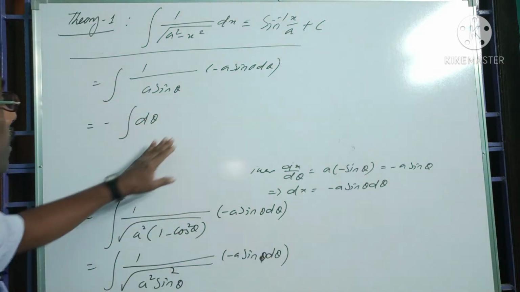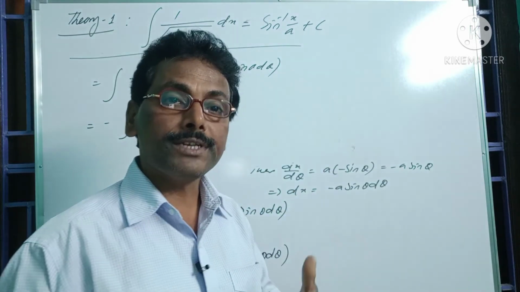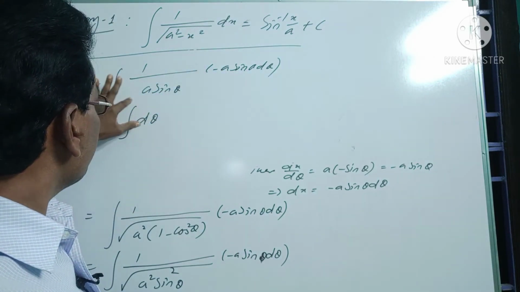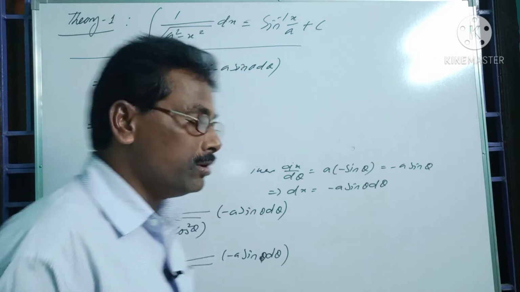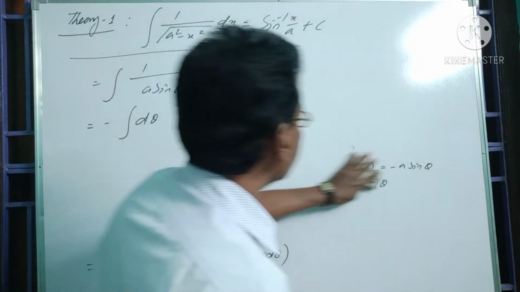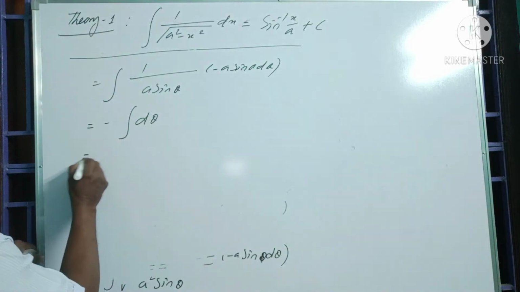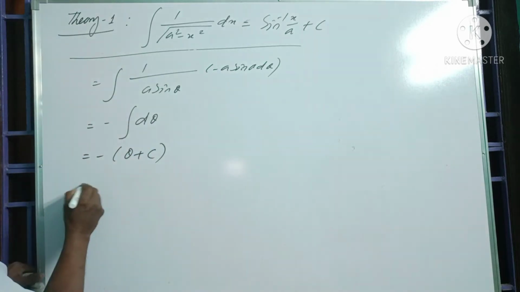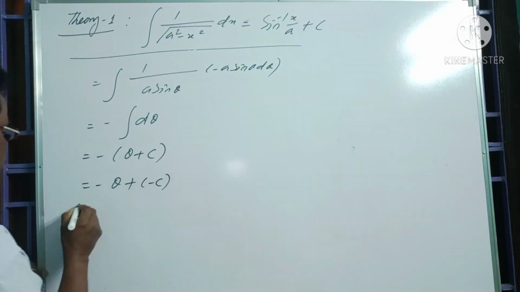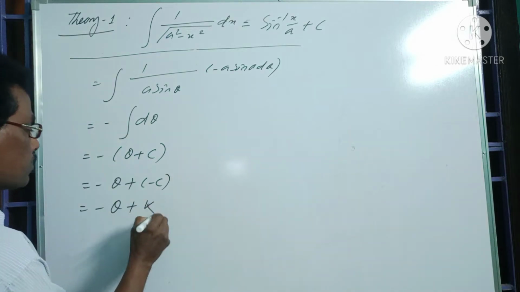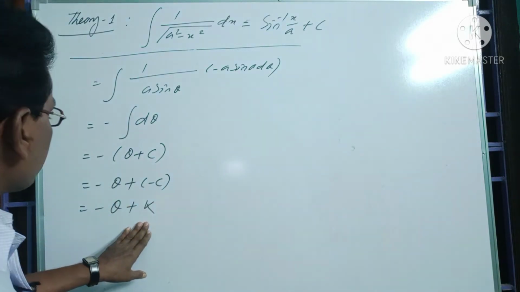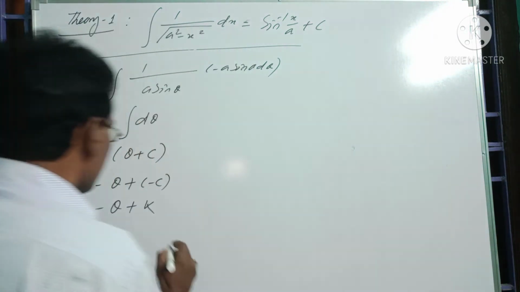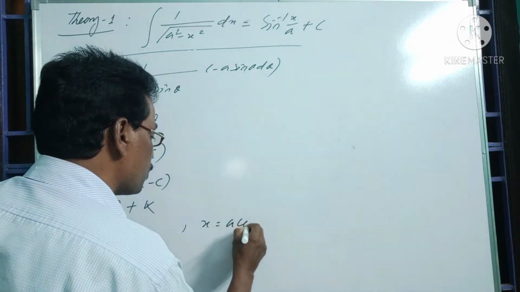Now see, the original integral was not in standard form for integration. After substituting x is equal to a cos theta, we transformed it into the standard form, integration with respect to theta, which is very easily integrable, and its integration is minus theta plus c, where c is the constant of integration. Again simplifying, we have minus theta plus minus c. In place of minus c we can take k, the final constant of integration. Again we have to replace back into x, that is x is equal to a into cos theta.